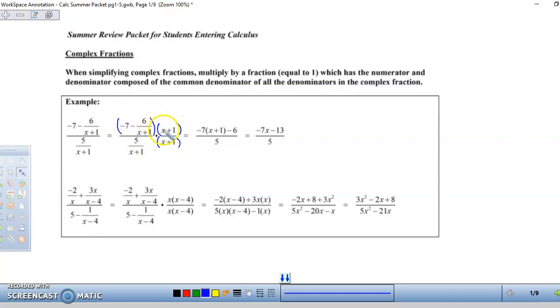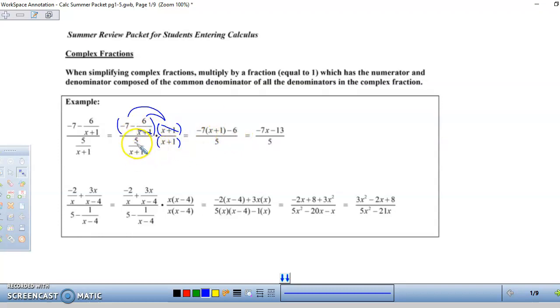But you're going to take that x plus 1 and you're going to distribute. So when I distribute to -7, that's how we get this -7(x plus 1) expression. Okay, but then notice that when I distribute to this other smaller fraction, that x plus 1 is going to cancel with this one. So you get 6 times (x plus 1) on the top and x plus 1 on the bottom. Those cancel, and then you end up with just -6.